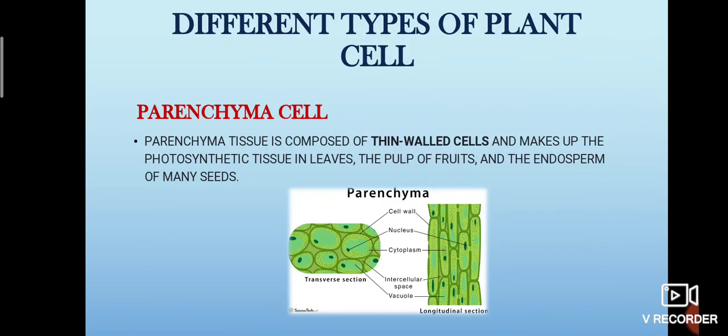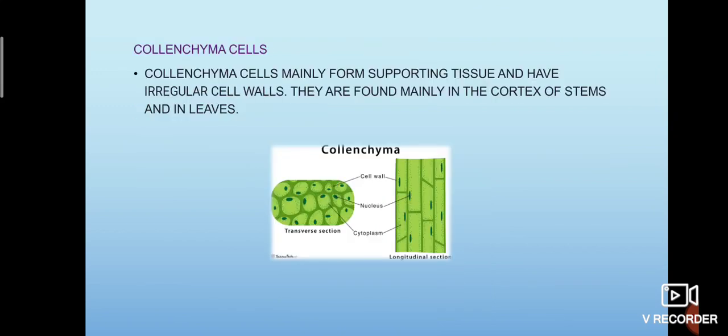Different types of plant cell. Parenchyma cell. Parenchyma tissue is composed of thin-walled cells and makes up the photosynthetic tissue in leaves, the pulp of fruits, and the endosperm of many seeds. Collenchyma cells. Collenchyma cells mainly form supporting tissue and have irregular cell walls. They are found mainly in the cortex of stems and in leaves.